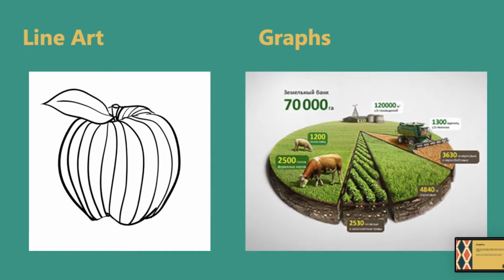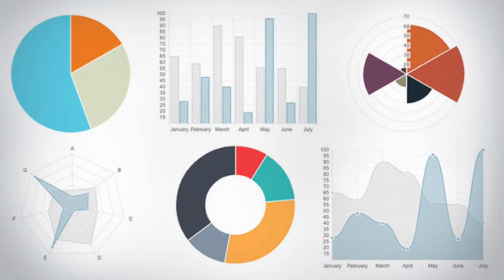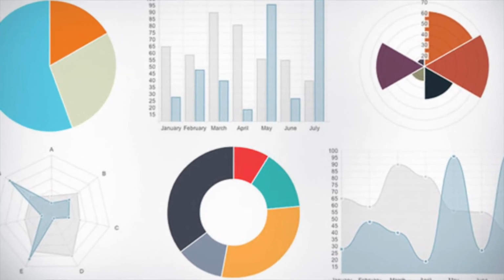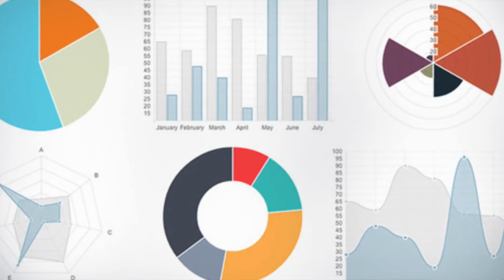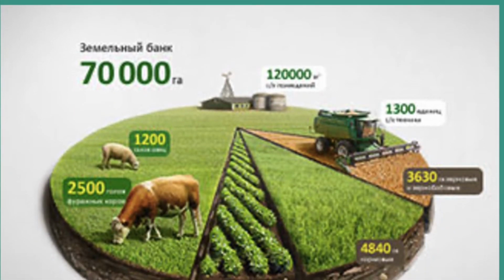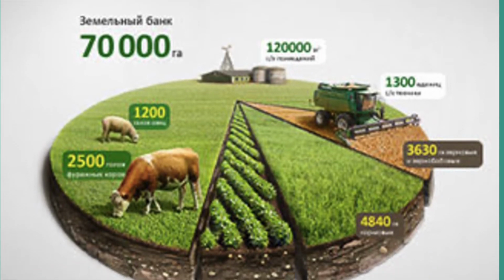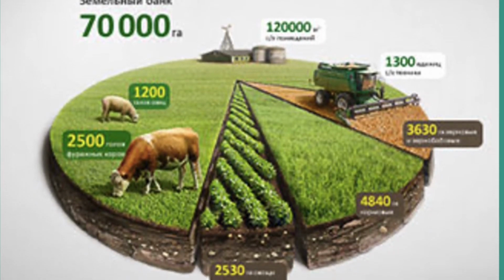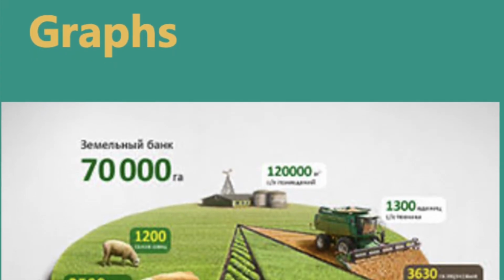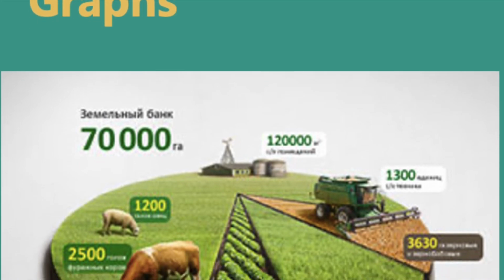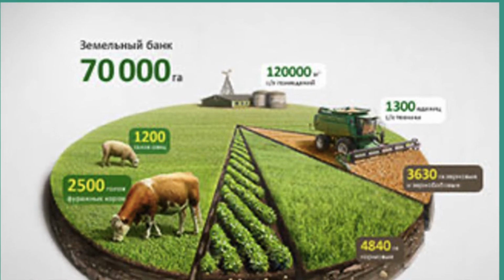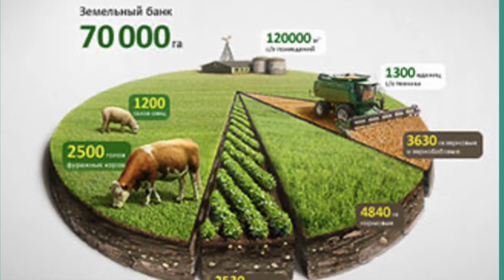So next are graphs. Graphs are a great way to visualize data and display statistics. There are lots of different kinds of graphs. We have the bar graph, the line graph, and this one is what we call the pie chart. As you can see, this is one of the unique ways we can visualize data and display statistics, which makes it much easier for people to comprehend and understand the statistics and data.